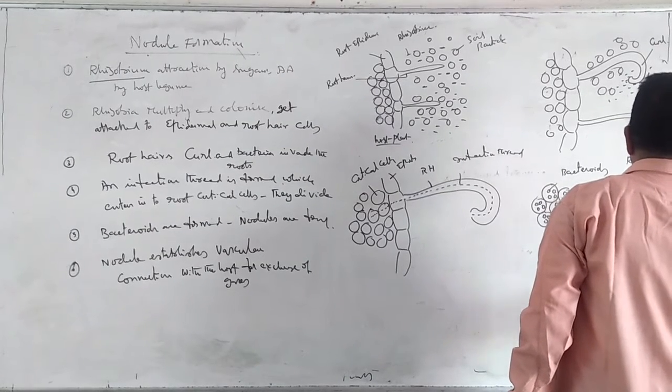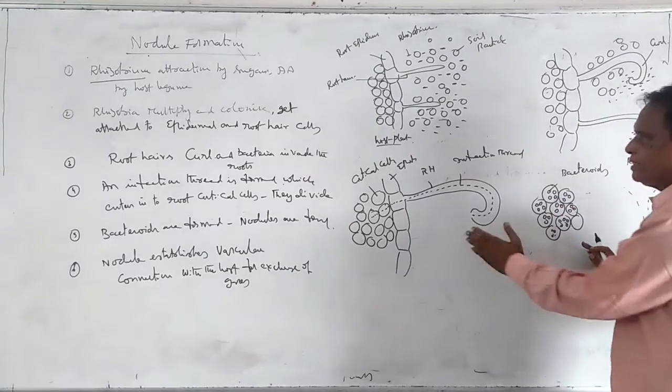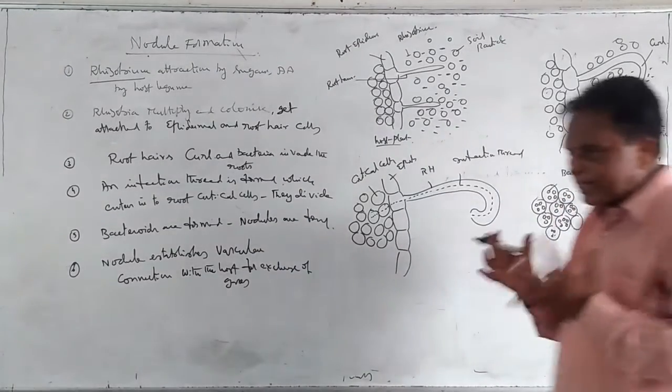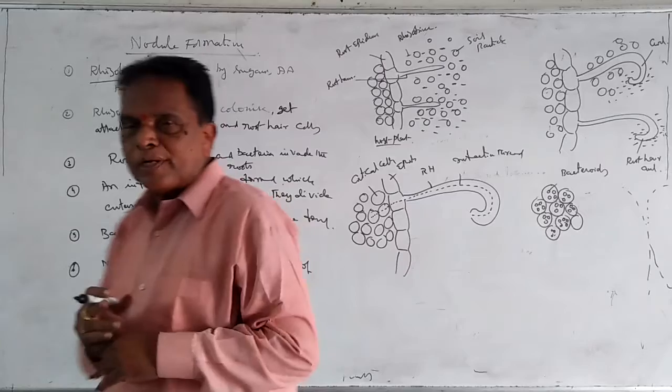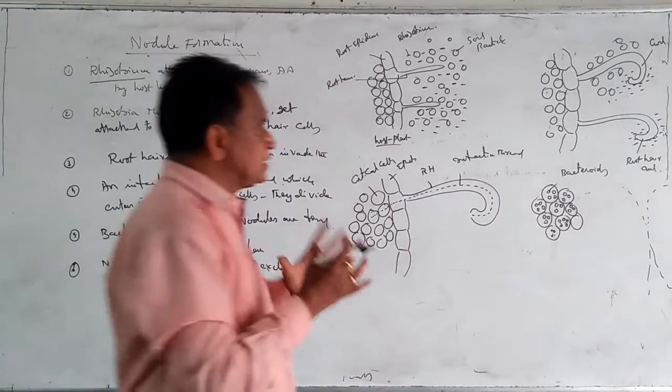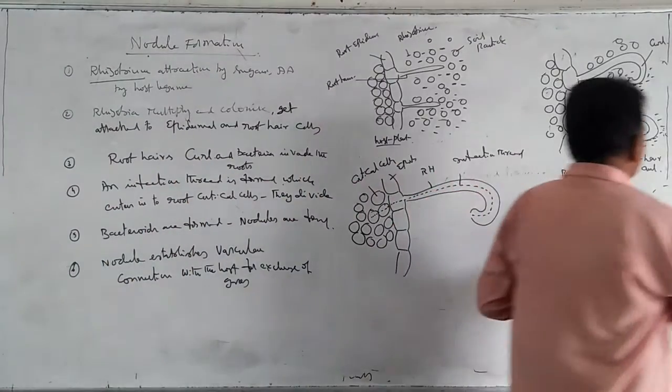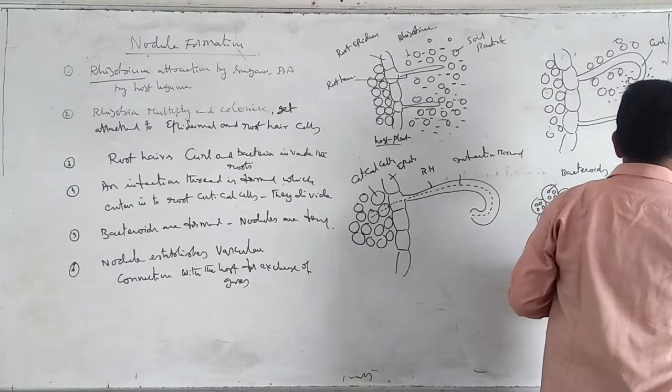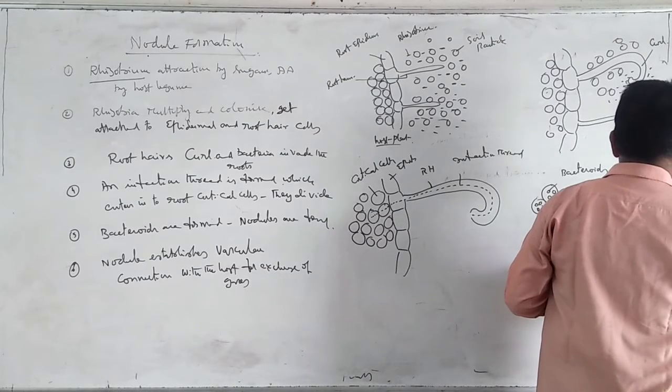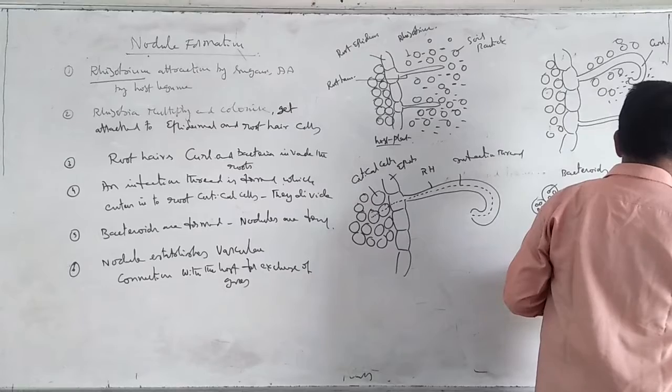Because of the repeated cell divisions, the cortical cells become more in number, and we can observe the formation of a swelling on the surface of the root.